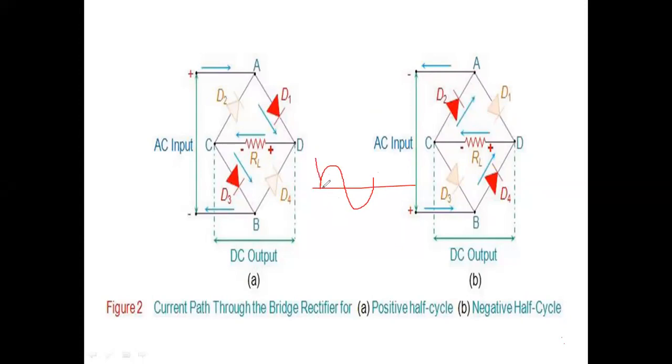For the negative half cycle, D2 and D4 will conduct. Now, is the current flowing through the load resistance changing direction, or is it the same direction? Both are the same direction, so we are going to get a positive output.